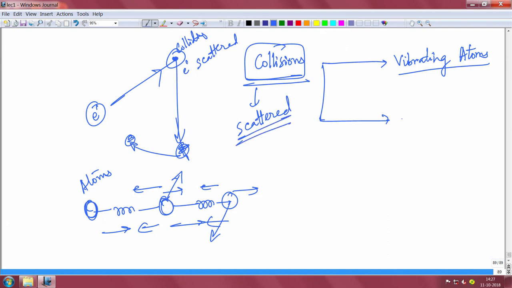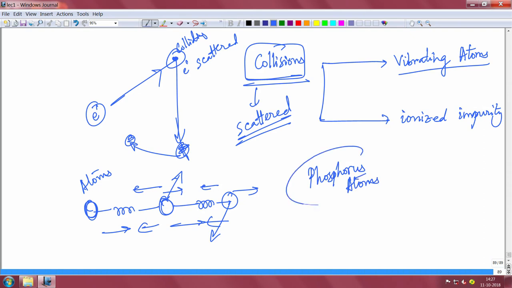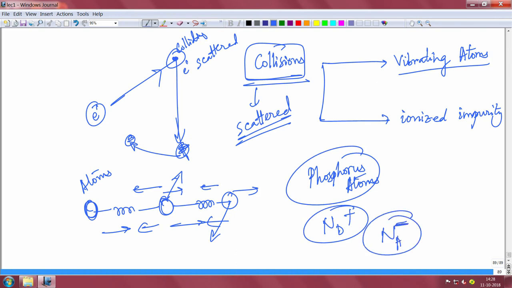Secondly, ionized impurity can also scatter electrons. Where is the ionized impurity coming from? It is the phosphorus atoms that you have put in to dope the semiconductor. After giving the electrons away, what remains is Nd plus, the ionized donors. Or if you are adding boron for p-type, what remains are negatively charged ionized acceptors. These positively ionized donors and negatively ionized acceptors will also scatter your electrons or holes.